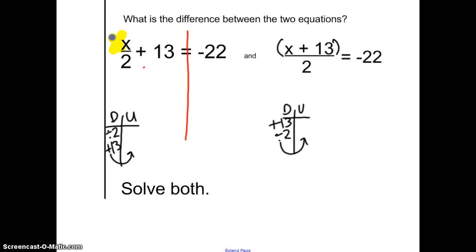All right, here we go. This one, I'm going to minus 13 first. Be very careful of your signs. See how they're both negative? So you get negative 35 right there. Did you miss it? Did you get it?